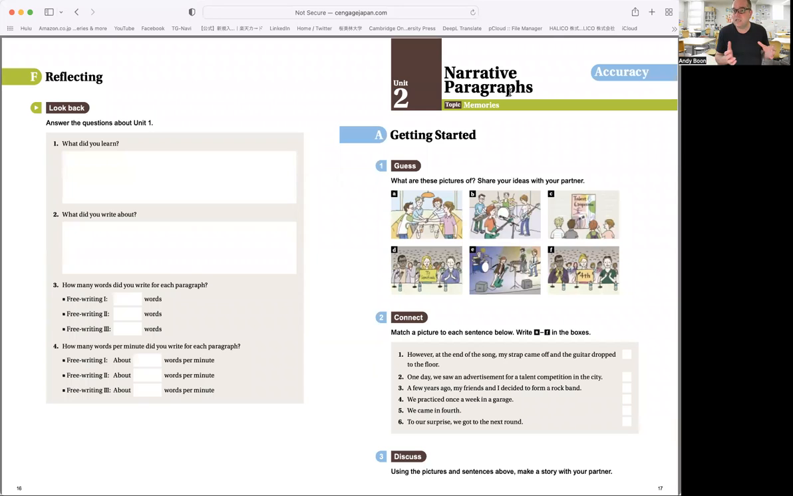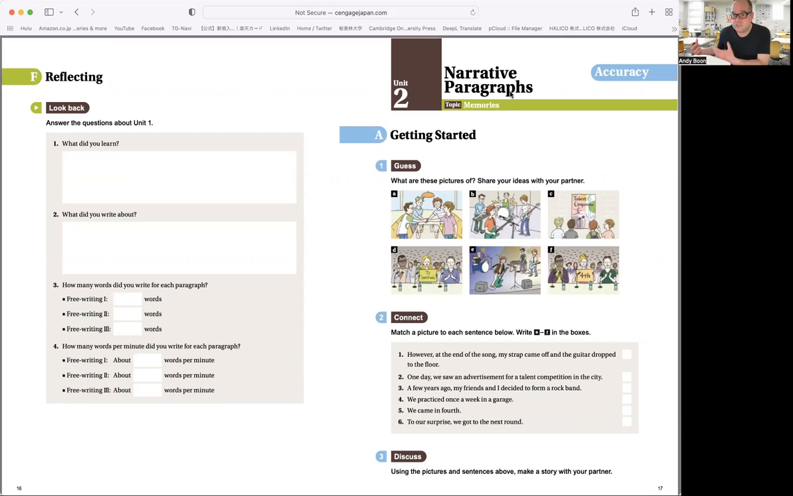And the final task in the fluency units is a reflection where they can look back and think about what they've learned, what they wrote about, and how many words they wrote in the set times that you have given them for free writing activity 1, 2, and 3.